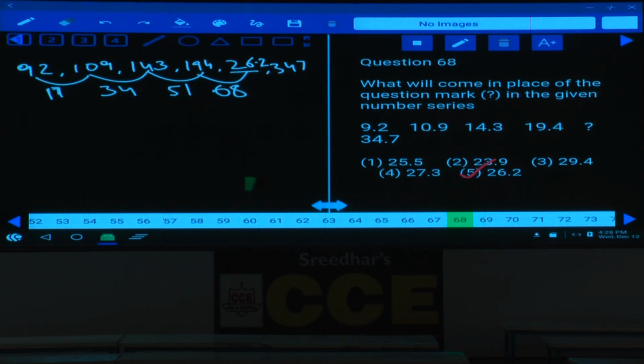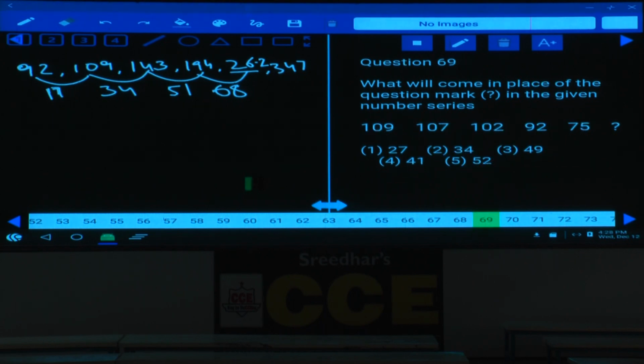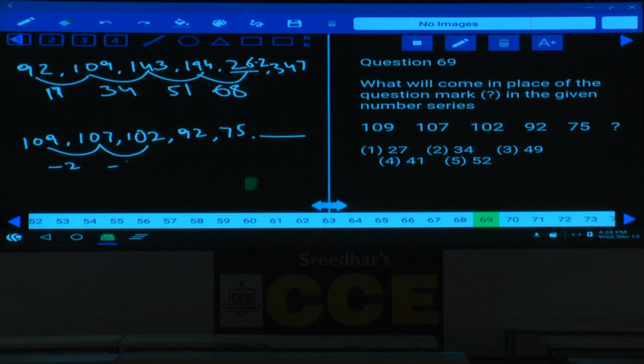Question number 68. Then coming to question number 69: 109, 107, 102, 92, 75. What should be the next? 109 and 107, it is minus 2. 107 and 102, it is minus 5. 102 and 92, the difference is 10. 92 and 75, the difference is how much? 17. Isn't it?